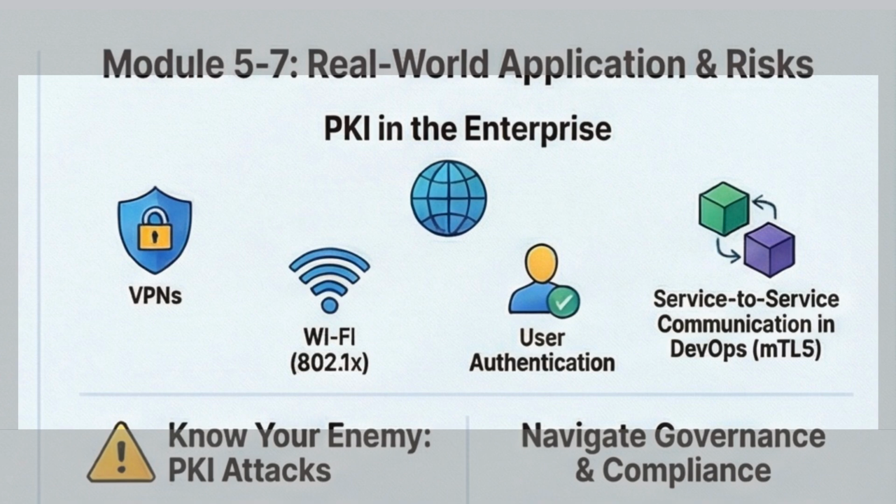Within enterprises, PKI underlies secure remote access via VPNs, authenticated Wi-Fi using 802.1X, and strong user authentication. It also enables secure service-to-service communication, such as mutual TLS between microservices. Properly designed enterprise PKI becomes a foundational trust layer, allowing systems, devices, and users to authenticate and encrypt communication reliably across complex networks.